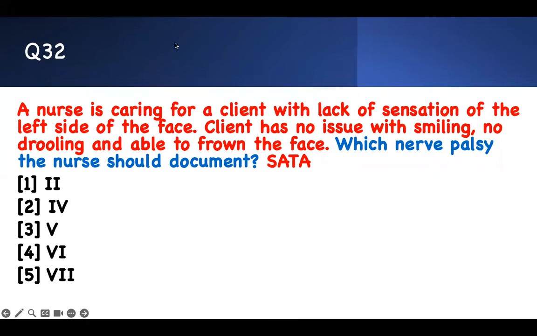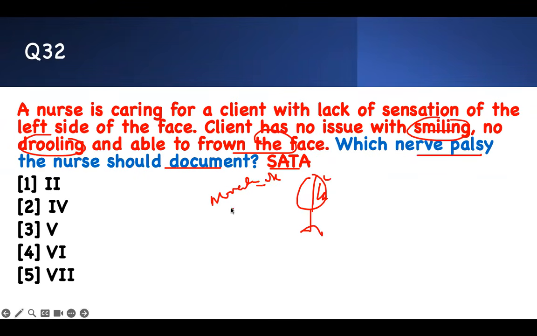Next question. Select or apply. Which nerve palsy should the nurse document? A nurse is caring for a client with lack of sensation. This is my face. Lack of sensation on the left side of my face. The client has no issue with smiling. He can smile easily. No drooling, so he can move the muscle. Able to frown. So movement, that means motor is okay, and sensation is affected. Which nerve is involved with that?